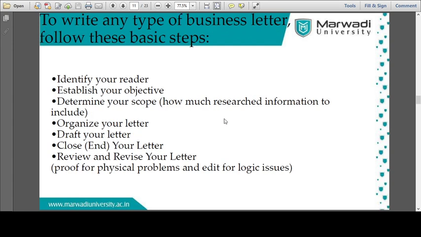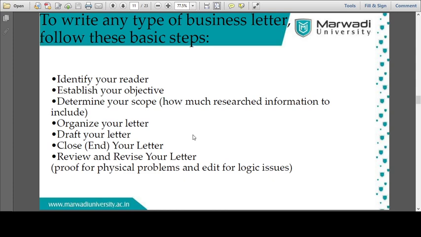Now to write any business letter, any type of business letter, what we need to take care of is, first we need to identify our audience. Next, we need to establish our objective, that is, why we are writing the letter and what our objective is. Third is determine your scope. It means how much research information to include, which kind of information we need to include and which we need to exclude. Next is organize your letter. We need to organize our letter in a proper way. Then we need to draft a letter.